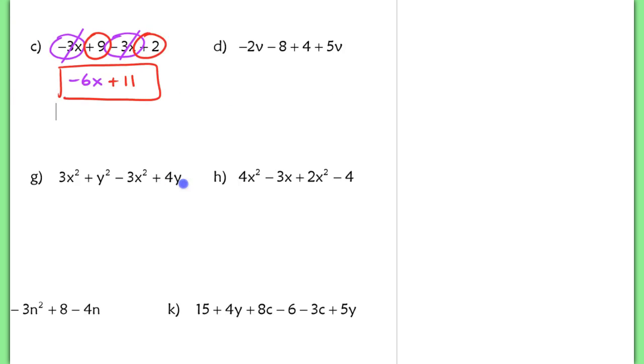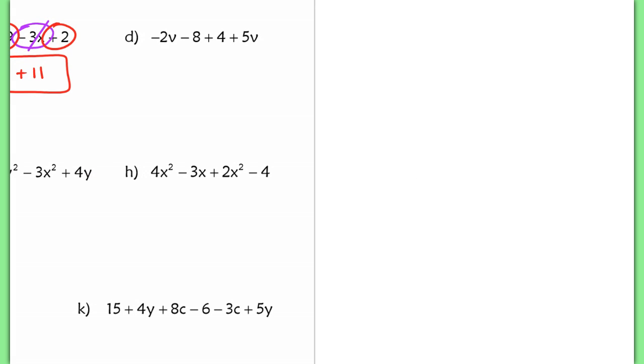In D, we have negative 2v here and a positive 5v. So in my calculator, what I type in is negative 2 plus 5. I would end up with 3, and I just attach the v. So this is exactly what I plug right into my calculator, and it gives me this 3. Then I make sure that I attach the v to it.